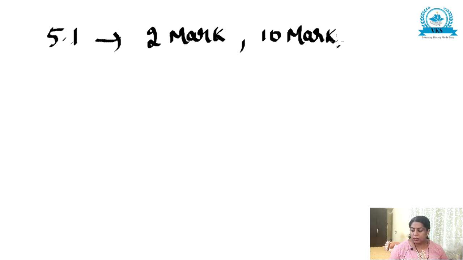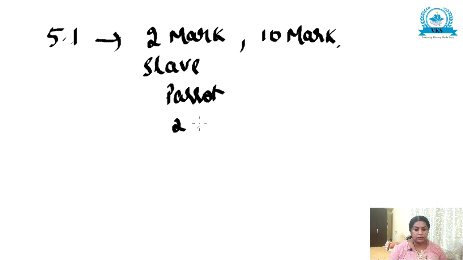Okay, so regarding the 2-mark question, many questions are there. Founder of slave dynasty, who is called as parrot of India, 2 dynasties of Delhi Sultanate, any dynasty, any question can come as a 2-mark or MCQ question.